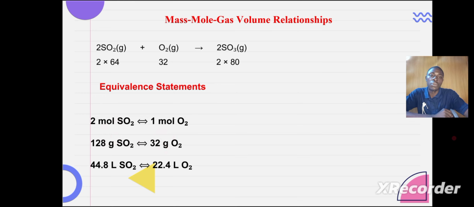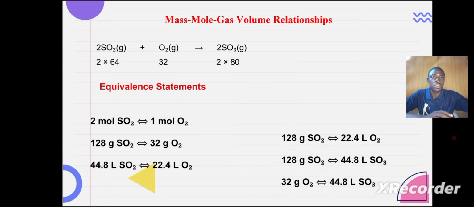Remember, we also say that 1 mole of any gas occupies a volume of 22.4 liters, or 22.4 dm cube. But there are two moles of sulfur(IV) oxide, so when you multiply by 2, you get 44.8 liters. That's the reacting volume. 44.8 liters of sulfur(IV) oxide is equivalent to 22.4 liters of oxygen, that's 22.4 dm cube of oxygen. Very important. So these are equivalent statements. More equivalent statements can be deduced from this reaction.